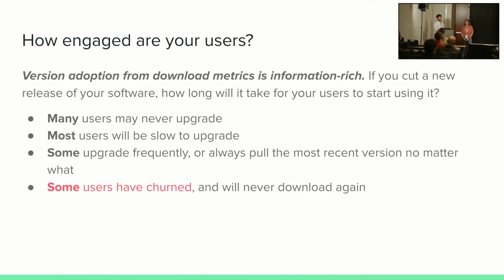So next, beyond estimating the size of the user base, there is also the engagement of that user base. One really neat thing that we can utilize download metrics for is to look at version adoption over time as a way to get some information about how engaged this user base is. If you cut a new release, many users are just never, ever going to download it. And that's just kind of an unfortunate reality of this.